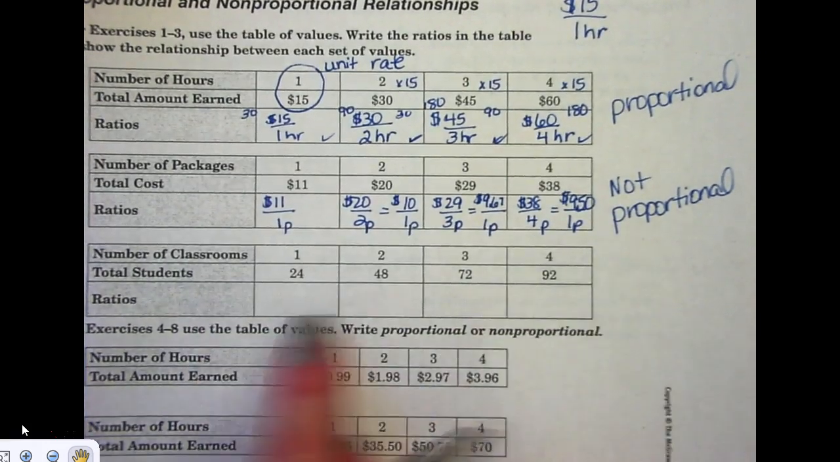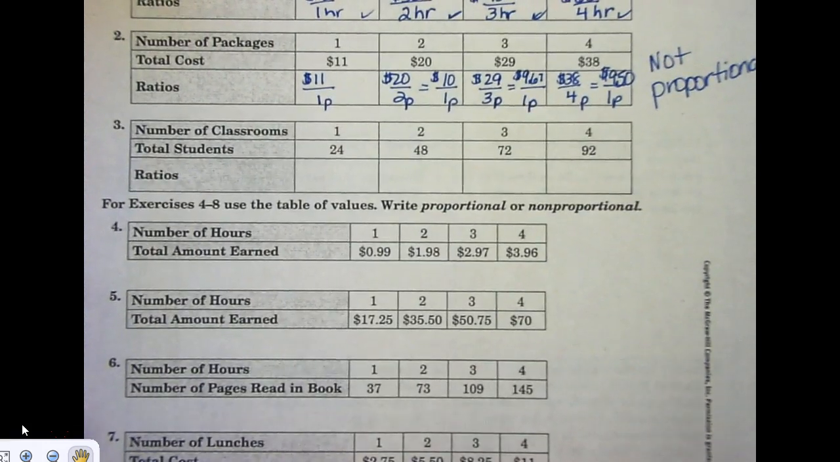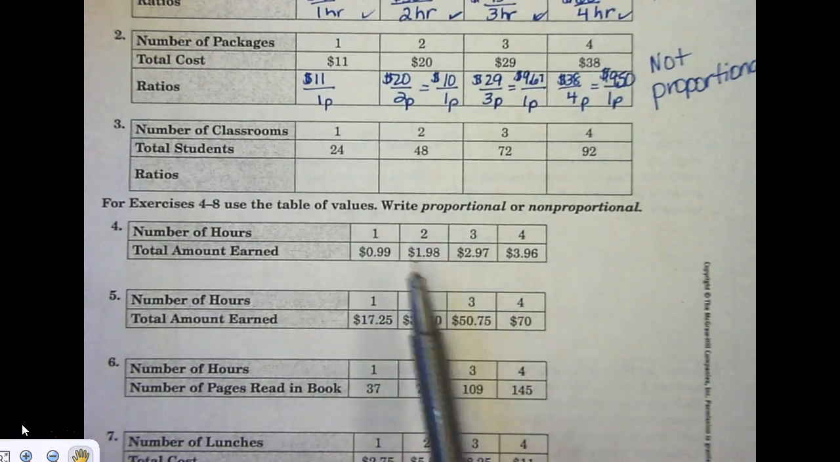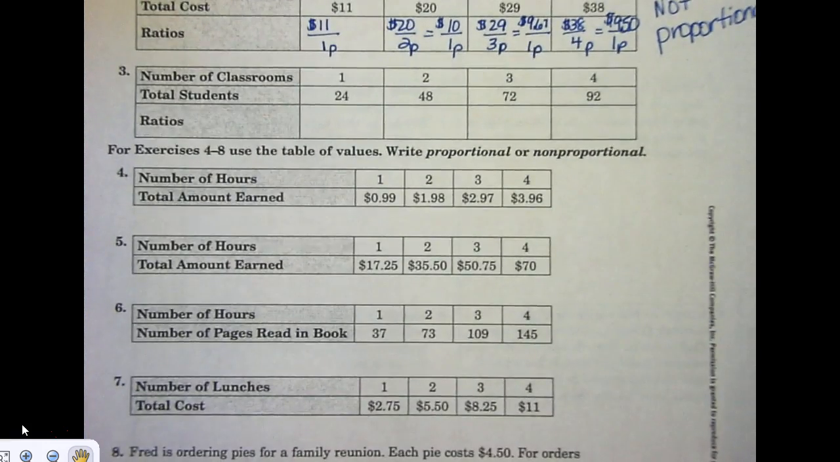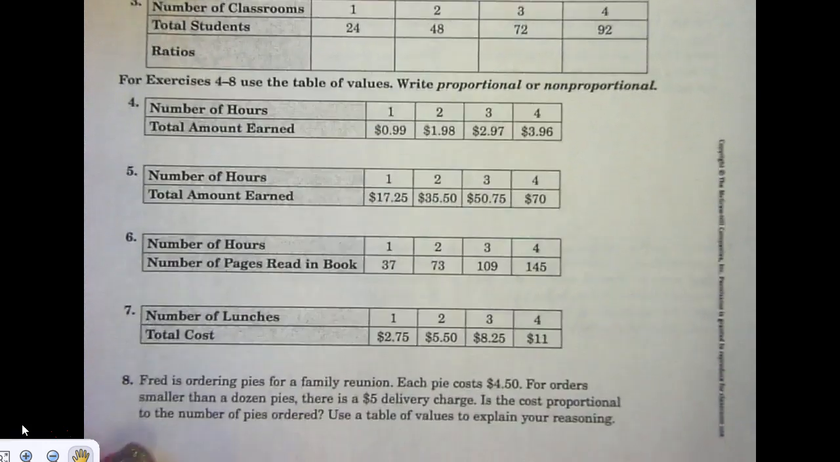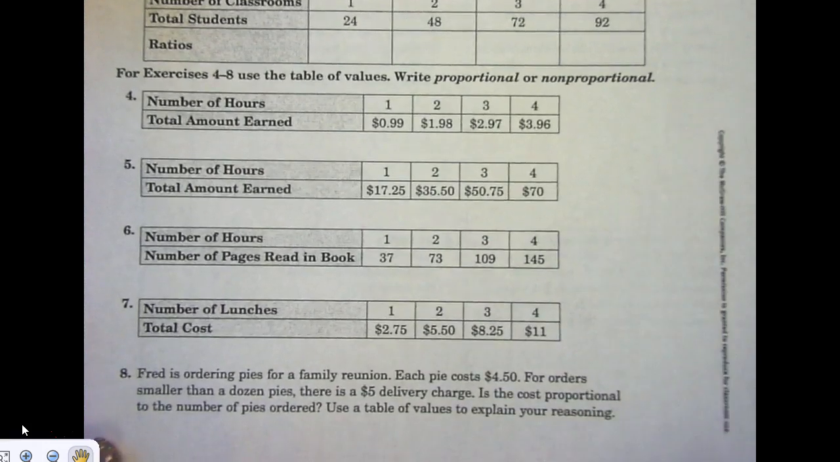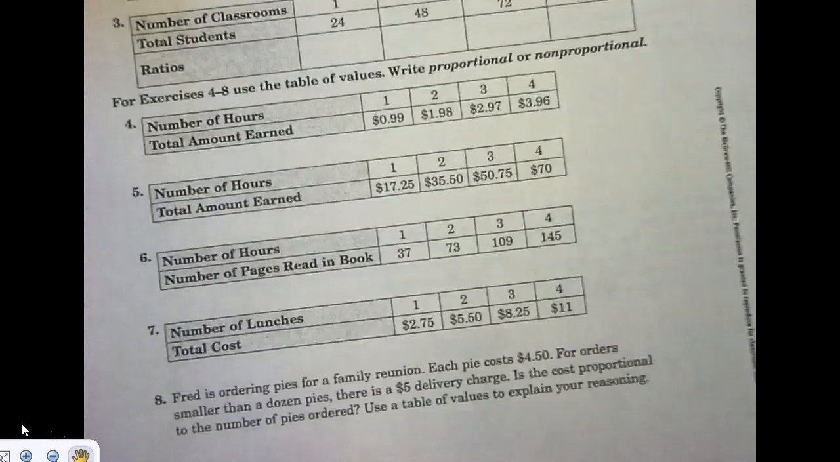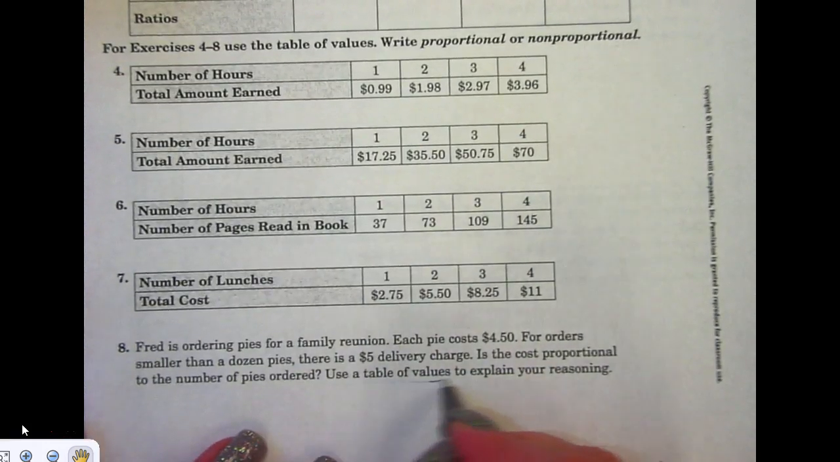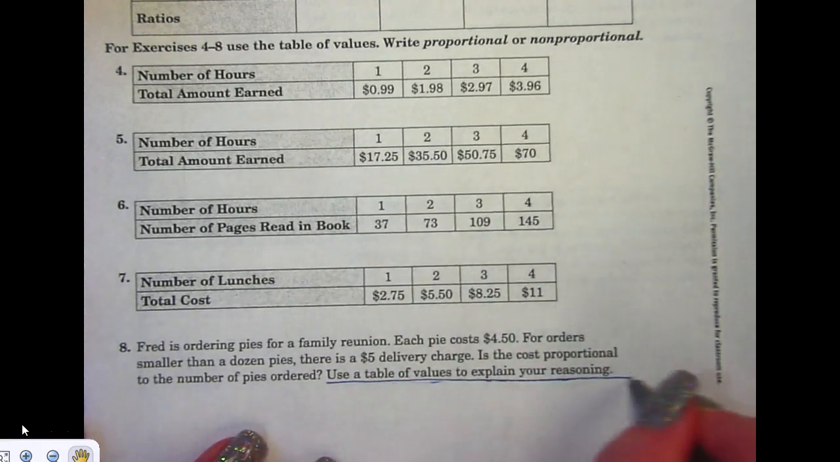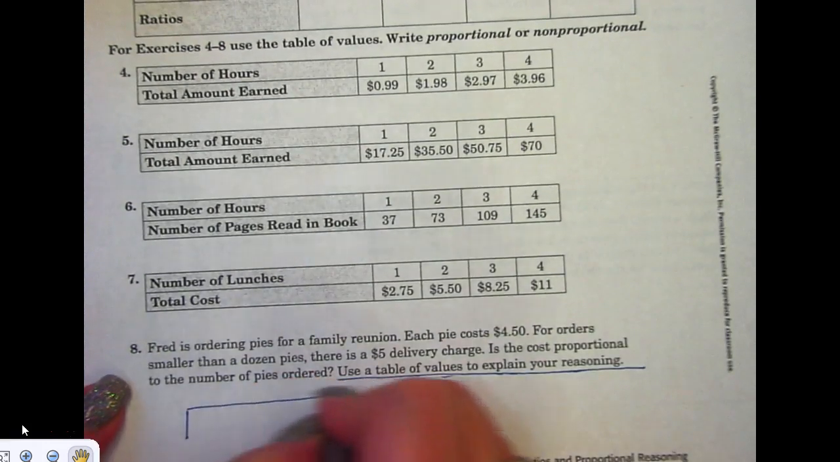I'll leave you this one to do on your own. Down here at the bottom, it says use the table of values, write proportional or not proportional. So you can either cross multiply or you can find the unit rate for those. And there's a word problem down there. All right. Number 8 says use a table of values. That means you need to create a table that looks like this.